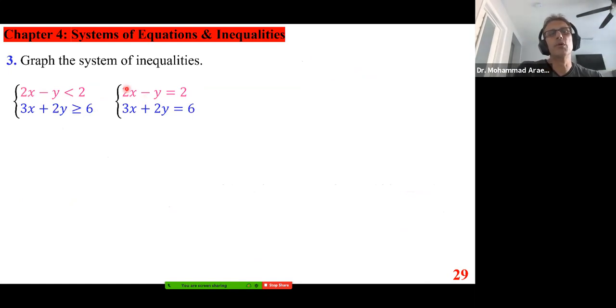We need a couple of points for the first one, the intercepts. And we need a couple of points for the second one. I highly recommend the intercepts because they give us better, more precise graphs. So we are going to do that.